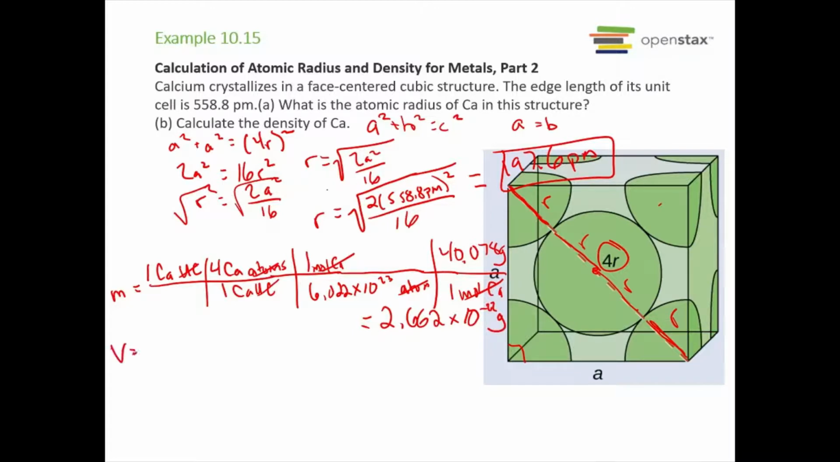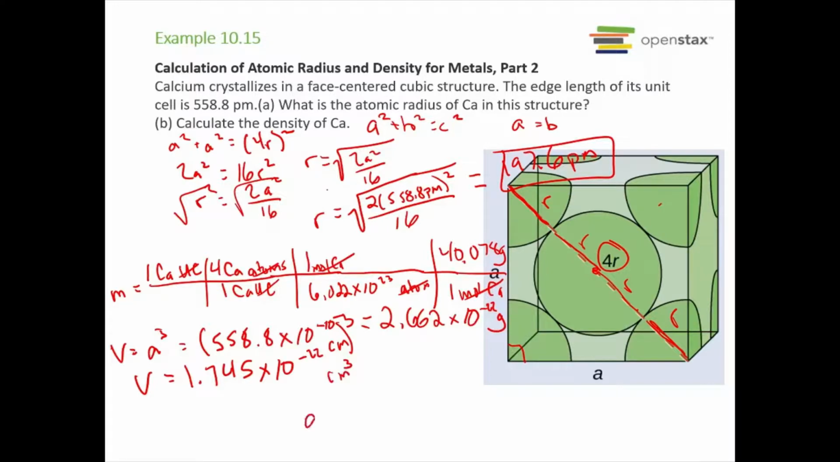The next thing we need is the volume, and if you remember, this is equal to the length of the cell cube, since this is a nice cube, which is equal to a cubed. But we don't want to use picometers because grams per picometer is awkward, so we want to change these to centimeters cubed. So we're going to go ahead and take our 558.8 picometers and multiply by 10 to the negative 10th, which is how we get centimeters. And we need to cube that. So then our volume turns out to be 1.745 times 10 to the negative 22nd cubic centimeters.